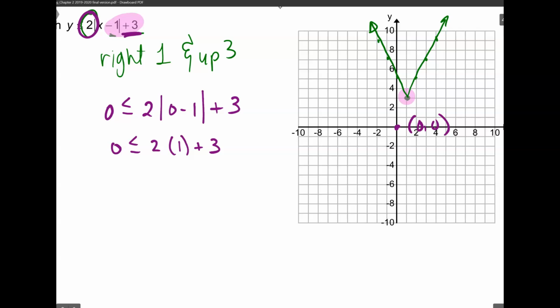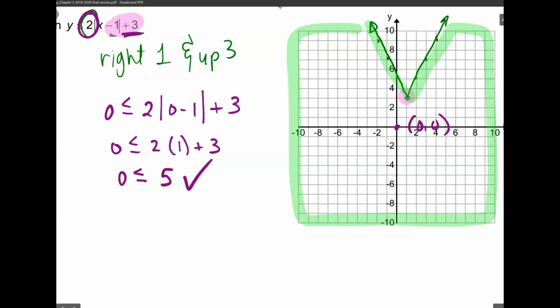All right. So is 0 less than or equal to 5? Yeah, that's true. So the half with that will be shaded. So I'll shade this whole part. The whole outside? Yep. Perfect.